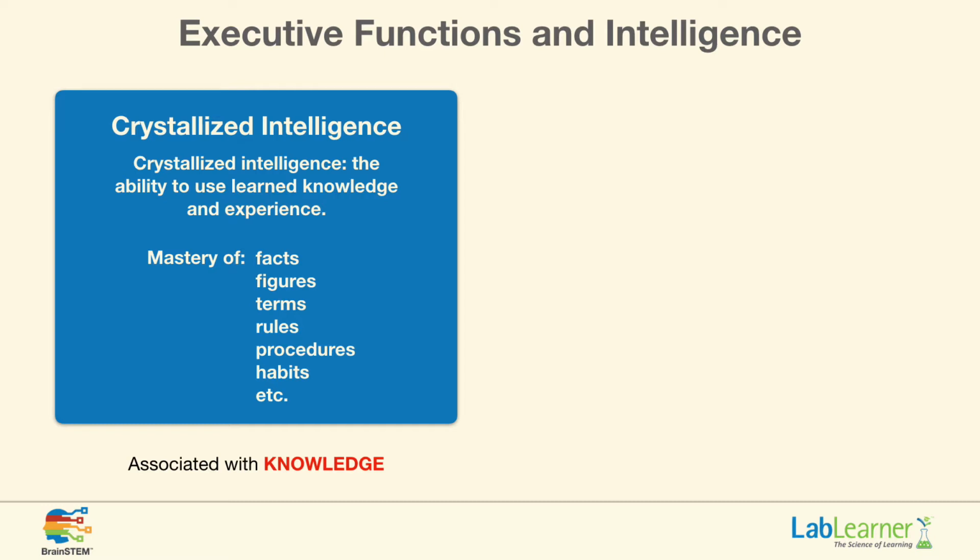Crystallized intelligence is the ability to use learned knowledge and experience. It has to do with the mastery of things like facts and figures, terms, rules, procedures. This is an intelligence that allows you to use specific knowledge that you have gained.